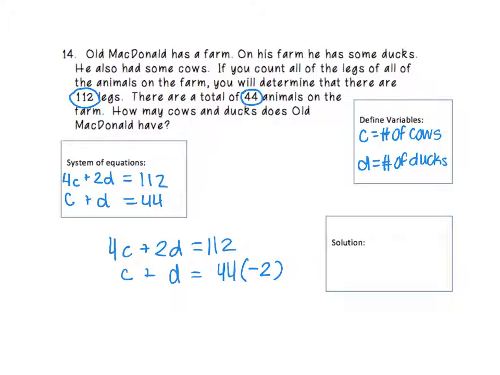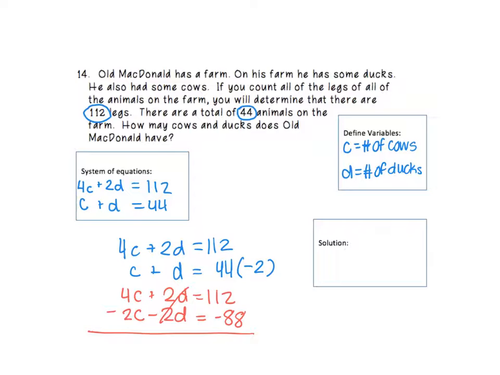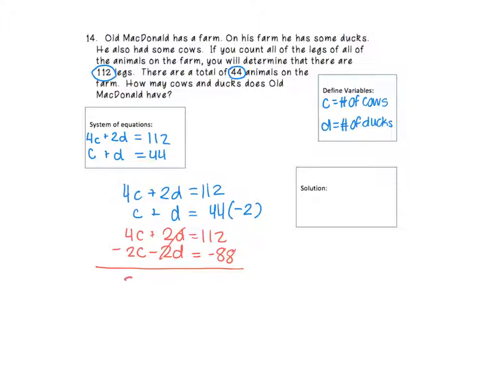So I'm going to copy the first one again, and then the second one. Now it becomes negative 2C minus 2D equals negative 88. My D's cancel, and that becomes 2C, because I'm adding here, so a positive 4 plus a negative 2 is equal to 24. I'll divide by 2 to get C equals 12.